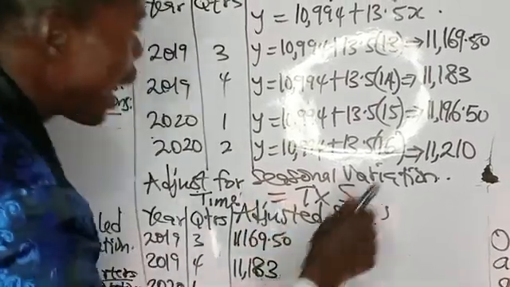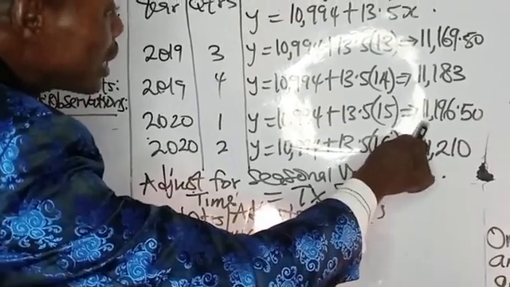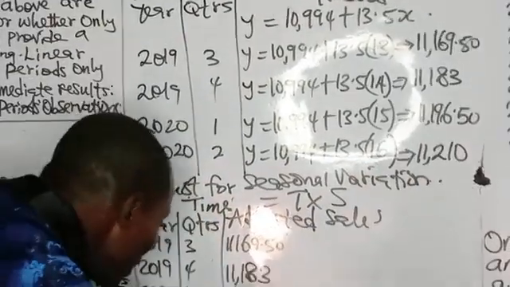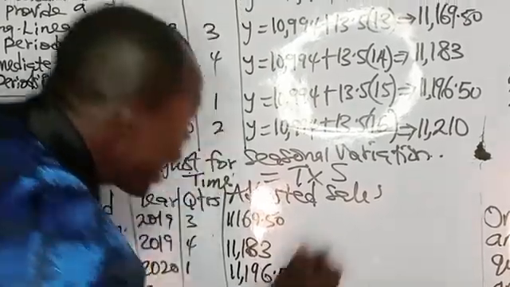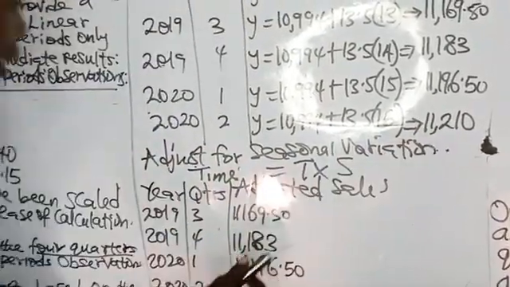11,183. Then we have 11,196.5. 11,196.5. Then we have 11,210.